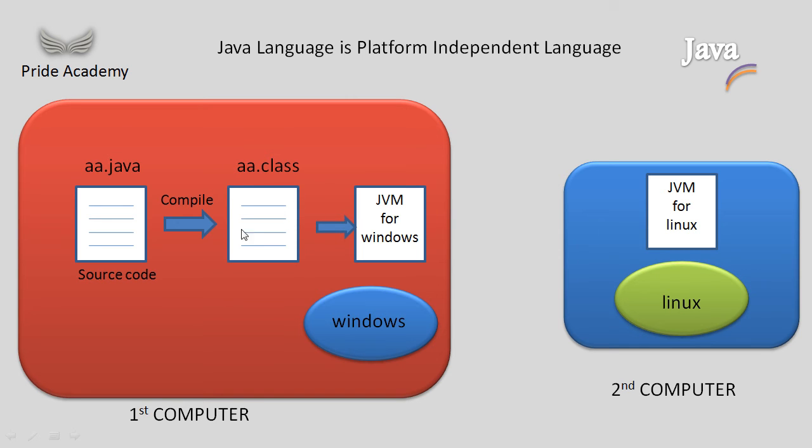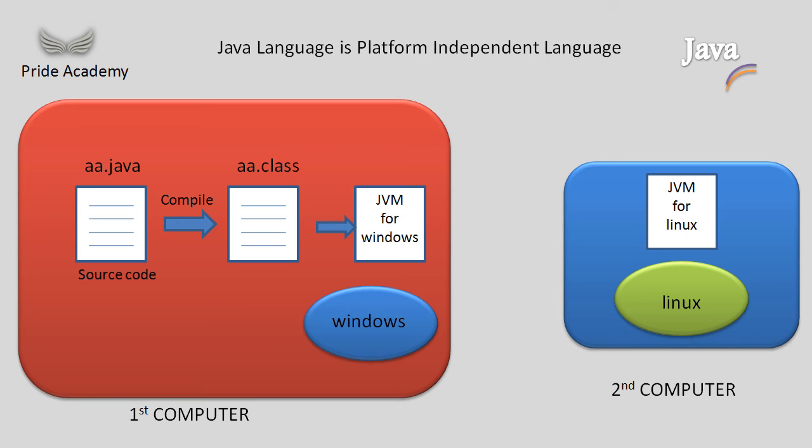So this class file will be called bytecodes, and these bytecodes are neutral codes, and we call it intermediate code also. So as in C++ the object code was generated, here the class file is created after compilation of the source code, and it is known as neutral code, or you can say a neutral file and intermediate code. Now this intermediate code is not specific to the operating system of this first computer. It doesn't rely upon the Windows operating system. These are neutral codes, these are intermediate codes.